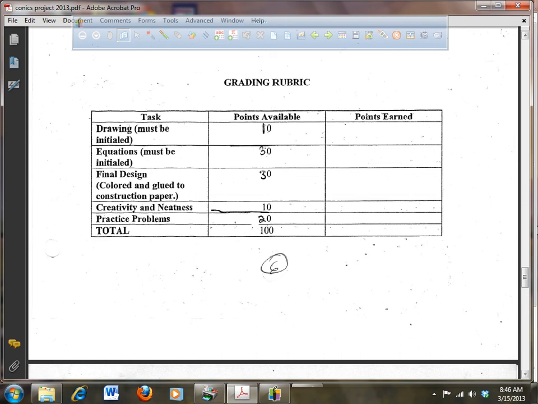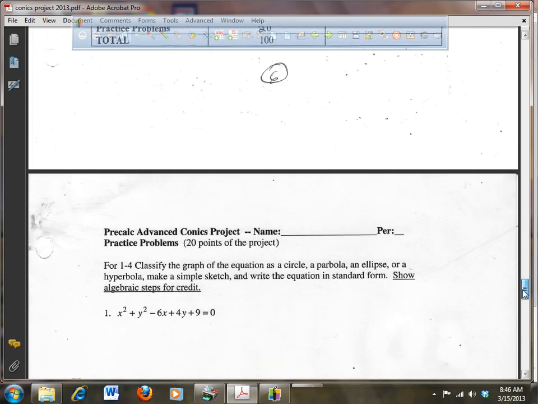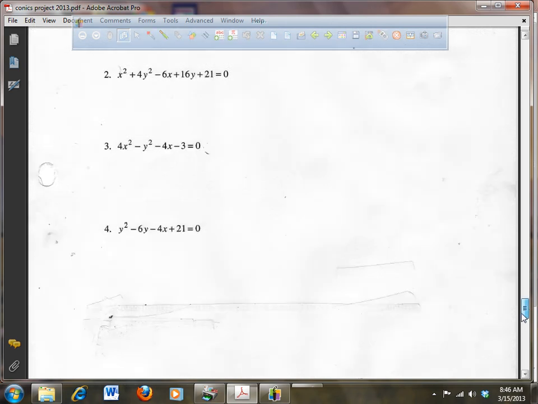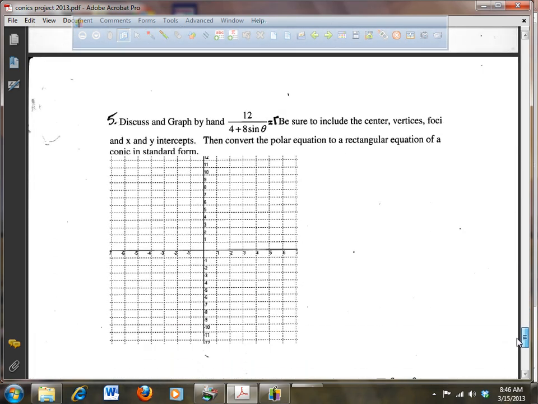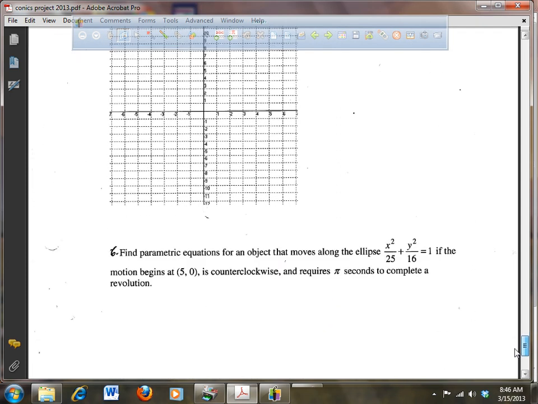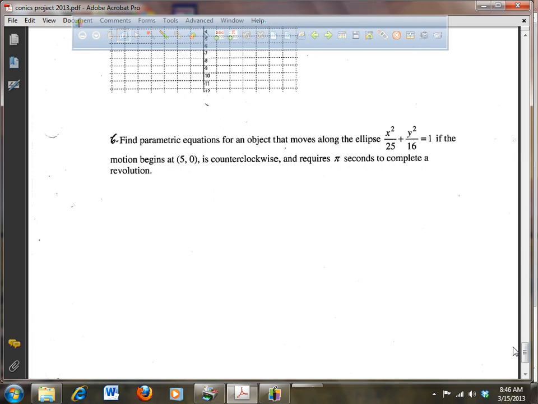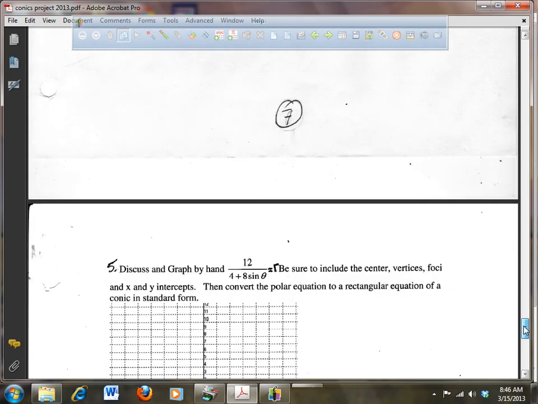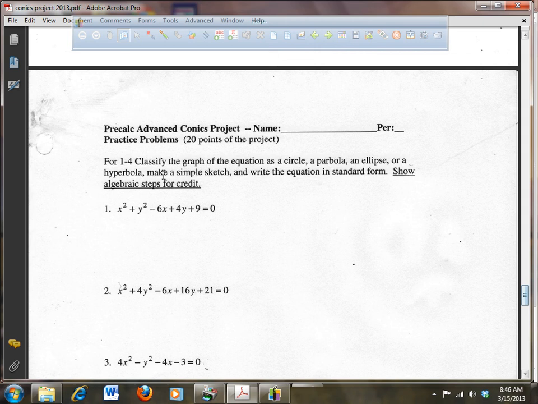I guess I should probably give more of a quiz, but here are some practice problems. That's going to be an ellipse problem. Ellipse, hyperbola, parabola, and then a polar graphing problem, which would be a good thing to know how to do, especially for the quiz, and then a parametric problem. Those are the problems you need to turn in, and I'll be grading those like I grade a test, so make sure they are accurate. It says make a simple sketch and write in standard form, so make sure you do that.